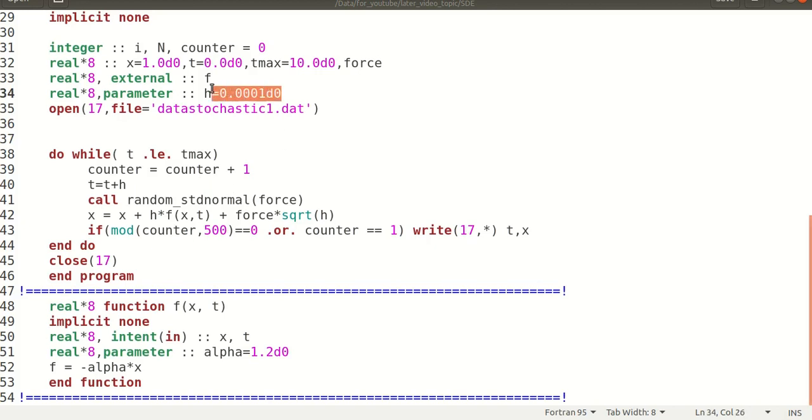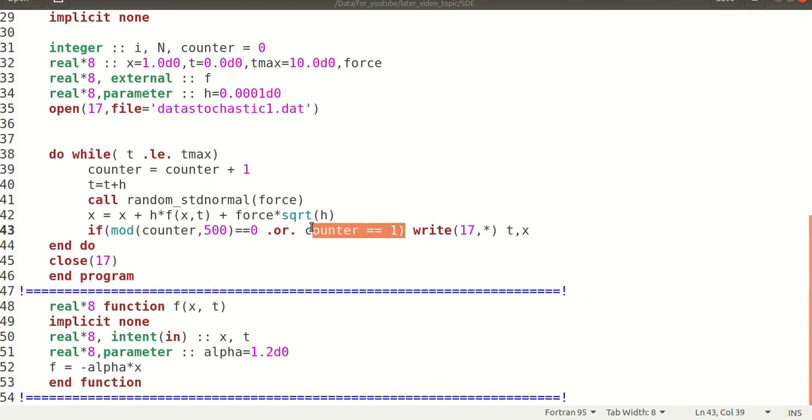Because you can see here your delta t is very, very small. So if you write the solution at each step, there will be too much data. That's why I am putting the counter. I am writing the solution at each 500 steps. So if the mod of counter comma 500 is equal to 0, then basically I just write the solution.